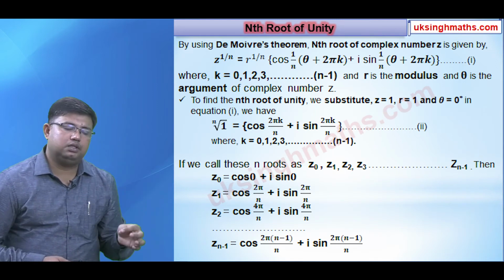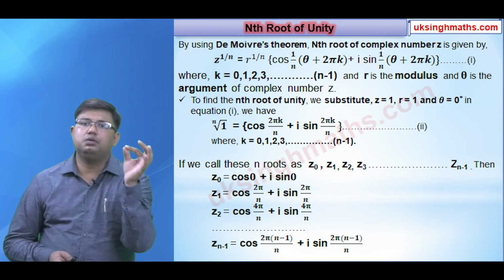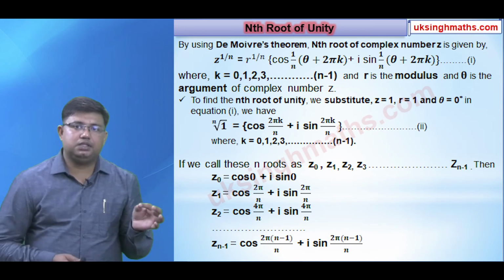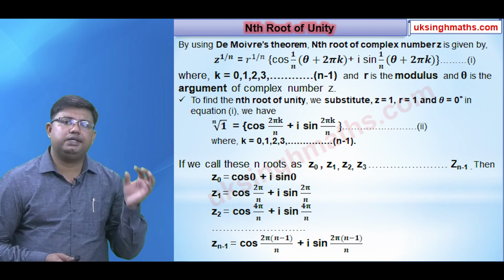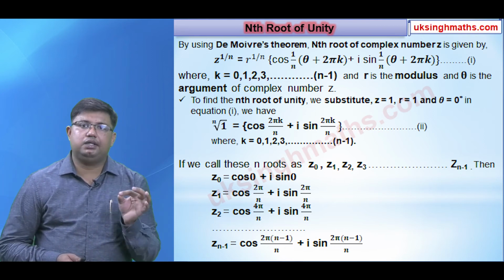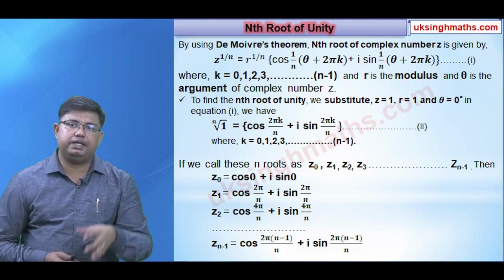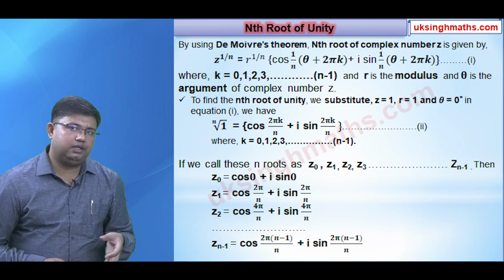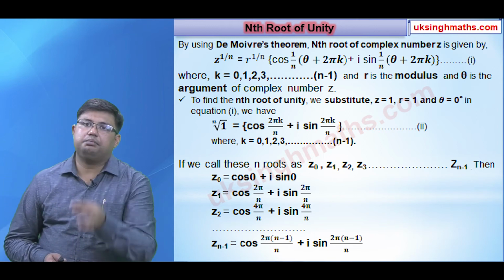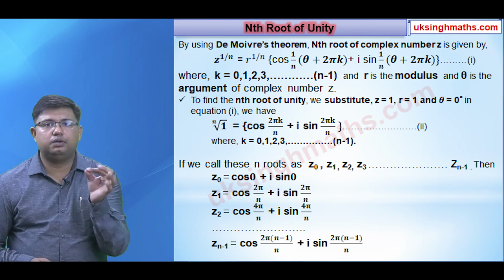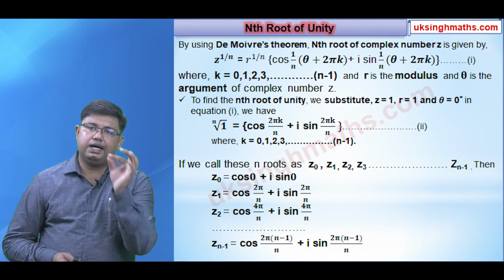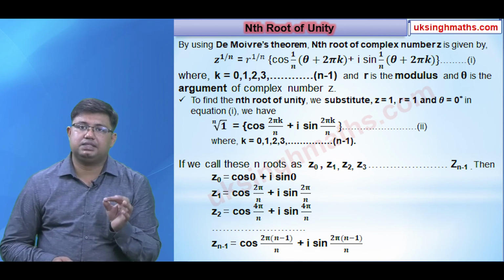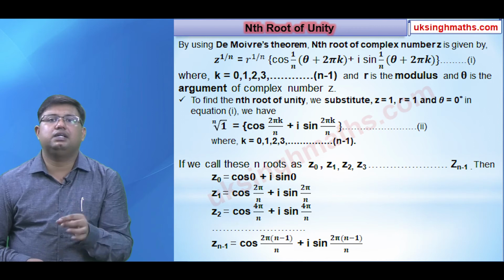Now, exploiting the formula for the nth root of a complex number which we have just obtained by using de Moivre's theorem, namely z to the power 1 by n equals small r to the power 1 by n into cos (1 by n)(theta plus 2k pi) plus i sin (1 by n)(theta plus 2k pi), where k equals 0, 1, 2 up to n minus 1. Here r is the modulus and theta is the argument of the complex number z. Call this relation equation 1.